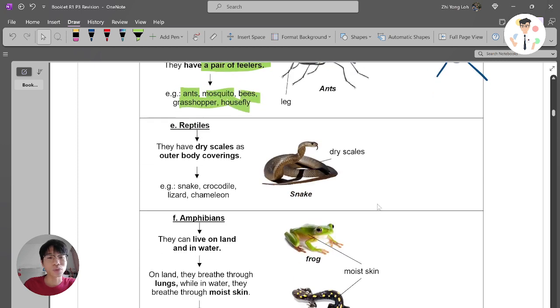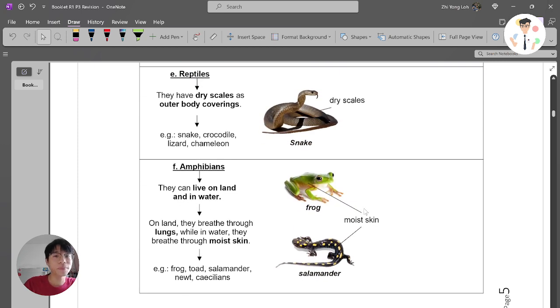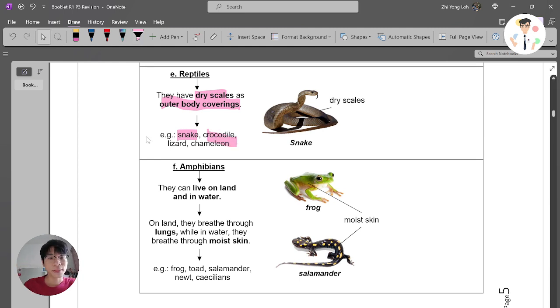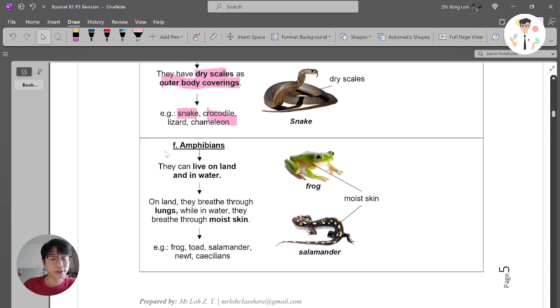And next we have reptiles. The special thing about reptiles is that they have dry scales. They have dry scales as the outer body covering. Some of the examples, as you can see here, are snake, crocodile, all these things. Okay. And the next one we have is amphibians.